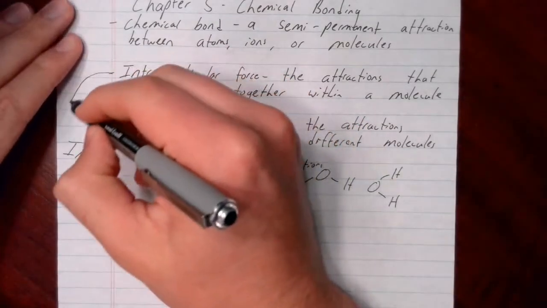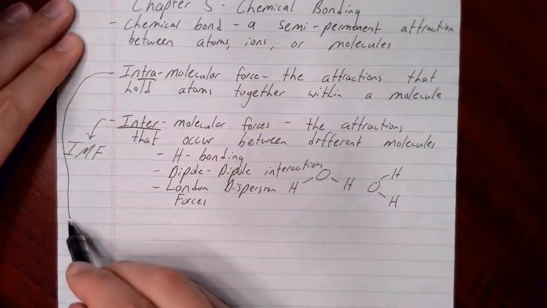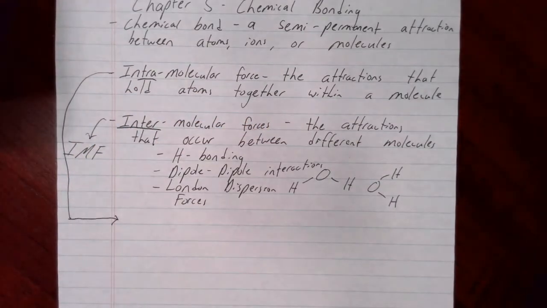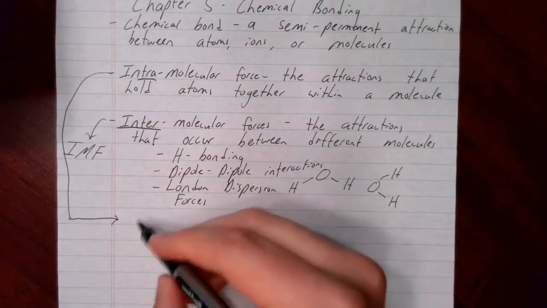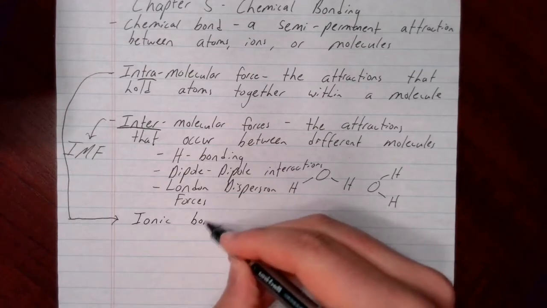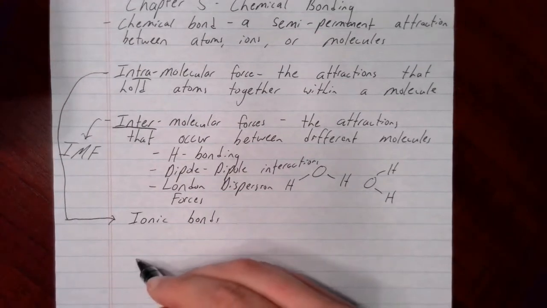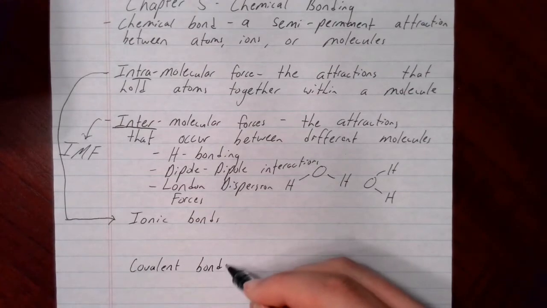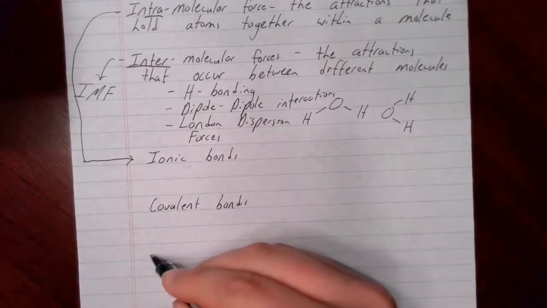But now let's discuss the different types of intramolecular forces. Okay, so we said that intramolecular forces were the types of chemical bonds that hold molecules together. There are really three major types of intramolecular forces. There are ionic bonds, there are covalent bonds, and then less importantly we have metallic bonds.